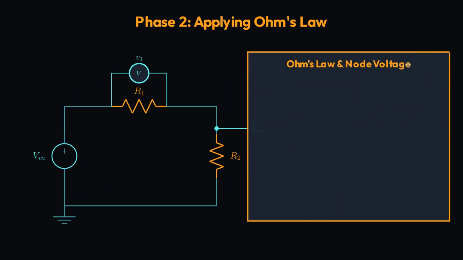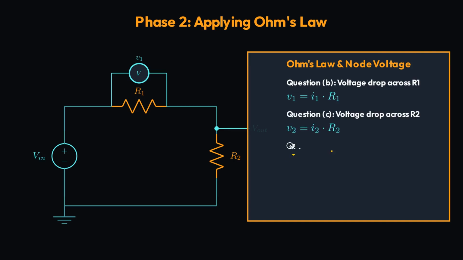Phase 2. Applying Ohm's law. Ohm's law states that the voltage drop across any resistor is equal to the current flowing through it multiplied by its resistance. For question B, the voltage drop V1 across resistor R1 is V1 equals I1 times R1. For question C, the voltage drop V2 across resistor R2 is V2 equals I2 times R2.